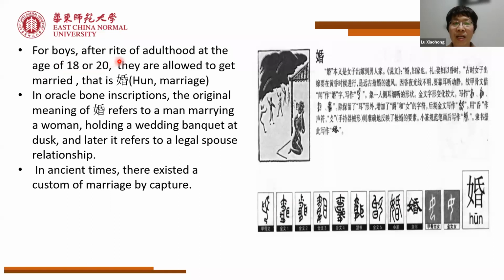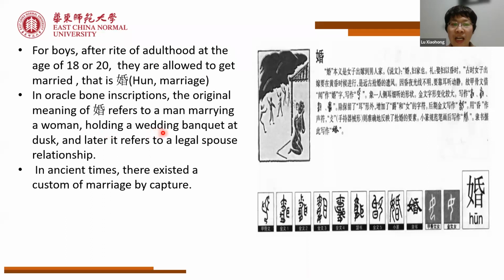Now, for boys, after the rite of adulthood, at the age of 18 or 20, they are allowed to get married, or they can marry. So that is the word 婚, that's marriage. So in oracle bone inscription, the original meaning of 婚 refers to a man marrying a woman. So we say 男婚, 女嫁. For man, we use 婚. For woman, we use 嫁.